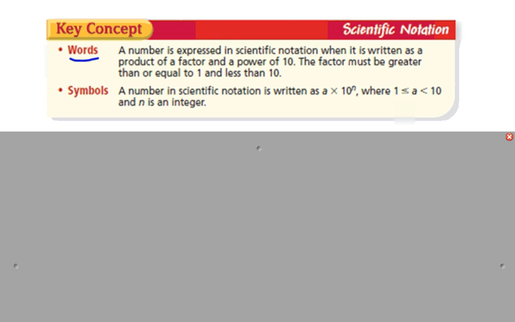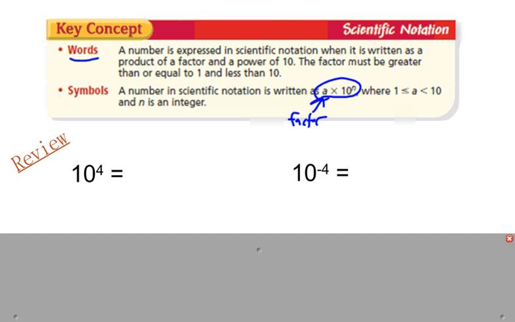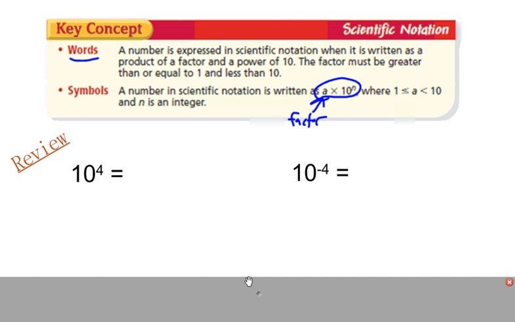Then in symbols, a number in scientific notation is written like this: a times 10 to the n power, whatever the n would be. And remember, a has to be between 1 and 10, and n is an integer. Just as a review, 10 to the fourth power, what does that mean?